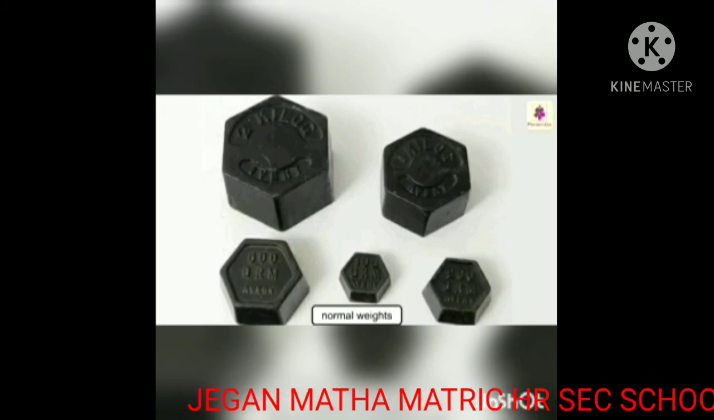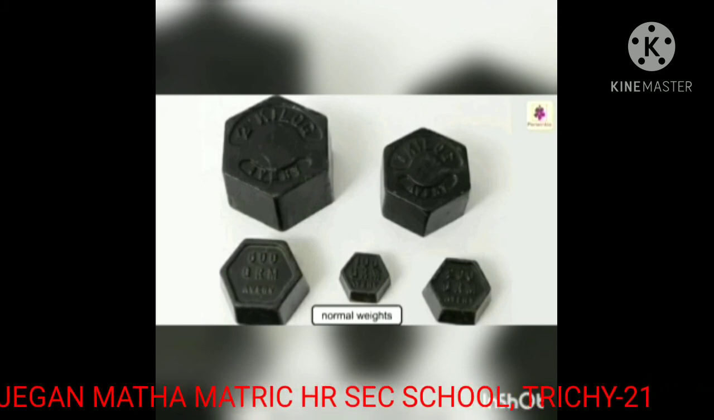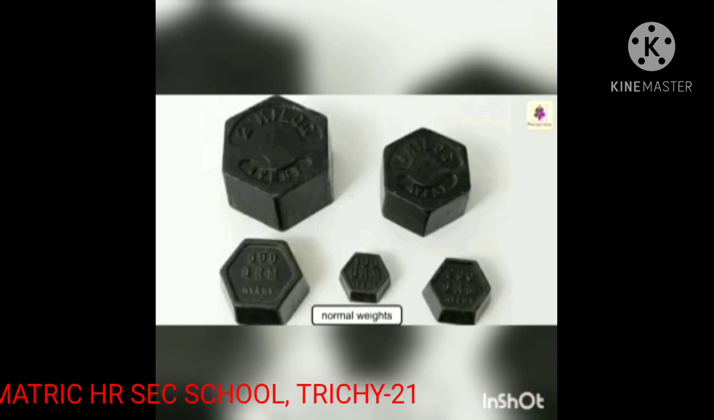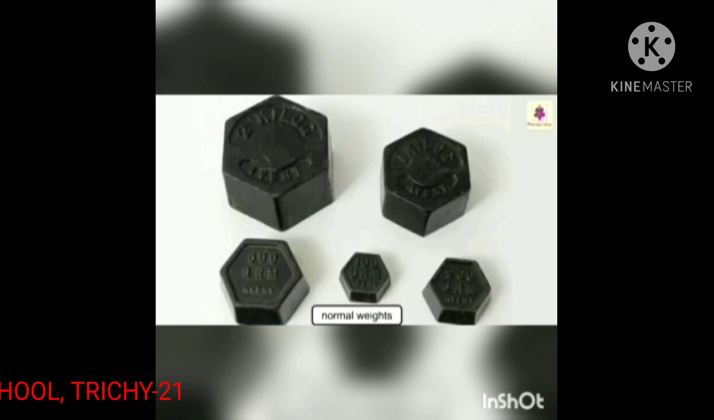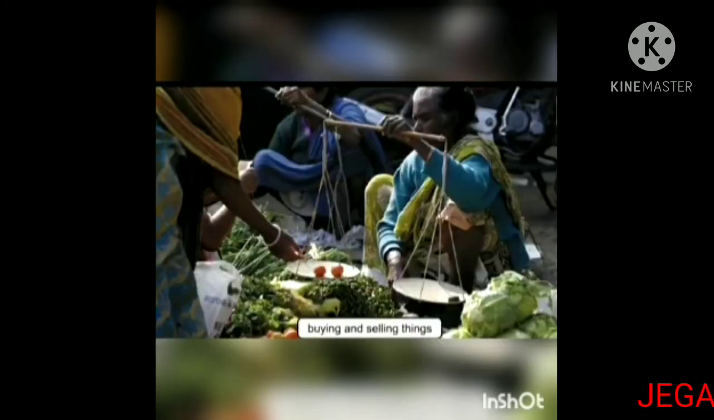Here are the standard weights. 50 gram, 100 gram, 200 gram, 500 gram, 1 kilogram, like that. We can write the gram as g and kilogram as kg. In shops, usually heavy objects are measured in kilograms and light objects are measured in grams.